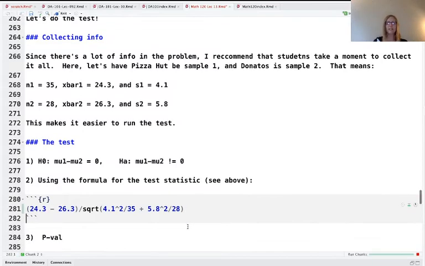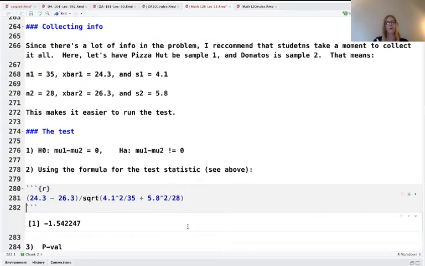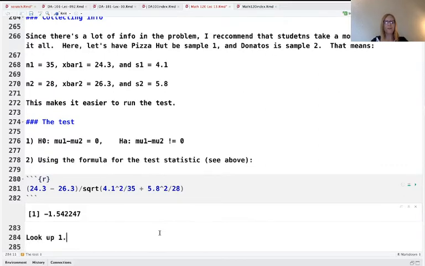I'm going to run my code, and I get a test statistic of negative 1.54. So that's the thing we're going to look up, 1.54 in the t-table. The t-table only has the positive side of the distribution, but that doesn't matter because it's symmetric on both sides. So let's look this thing up, and I know we're doing a two-tail test, so I'll know how to find the p-value.